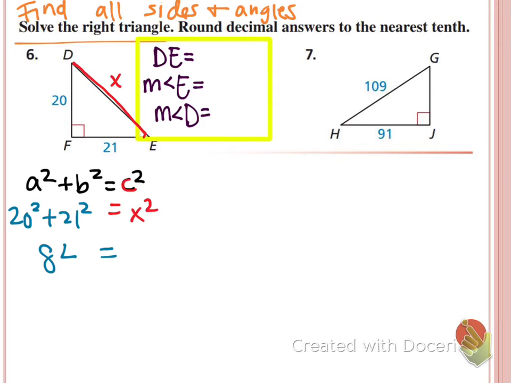It's what? Yeah, it'll be 841. Equals x squared. Take the square root. The square root of 841 is 29. Don't circle x because we made up x. The length of DE is 29. Boom.